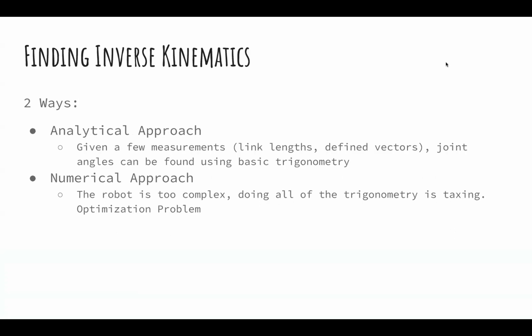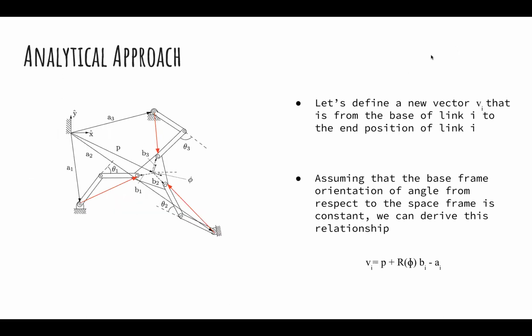Now, there are two major ways of finding inverse kinematics for any robot. The first is using an analytical approach. Given a few measurements like link lengths and some defined vectors, the joint angles can be found using basic trigonometry. The second is using a numerical approach. Our robot is just too complex, and doing all the trigonometry might be taxing, so this essentially becomes an optimization problem, which we'll go into later. Let's begin with our analytical approach.